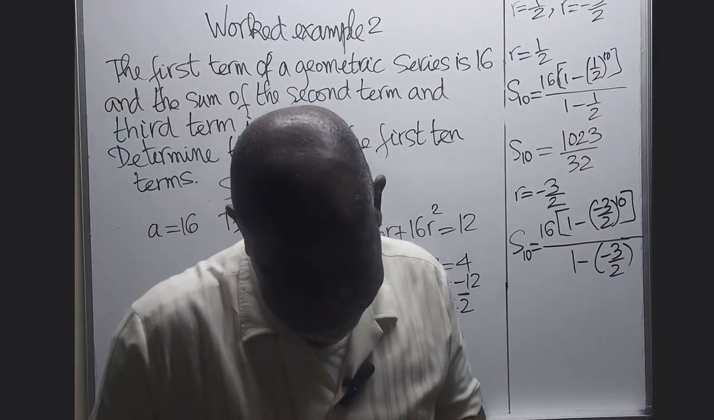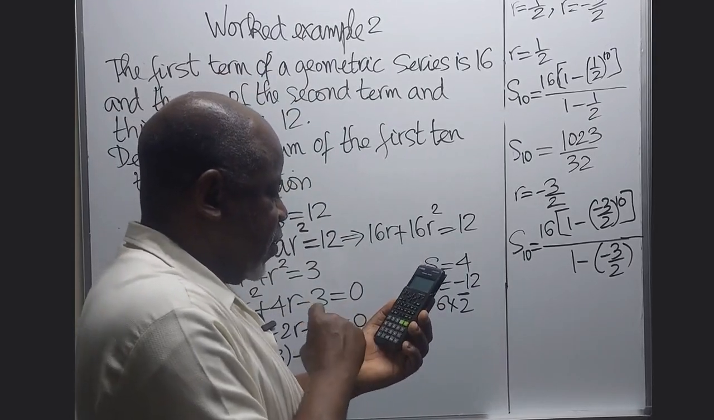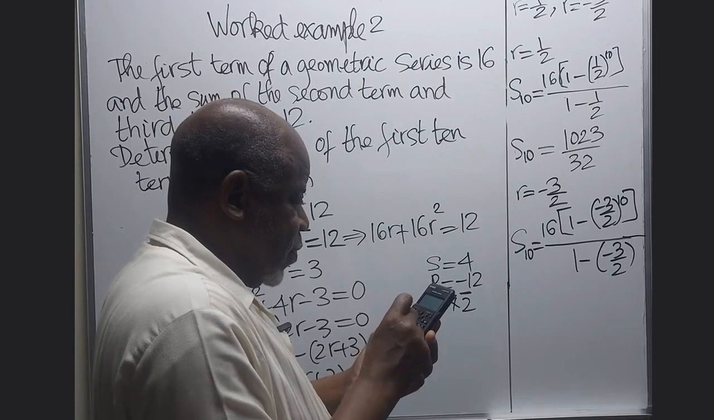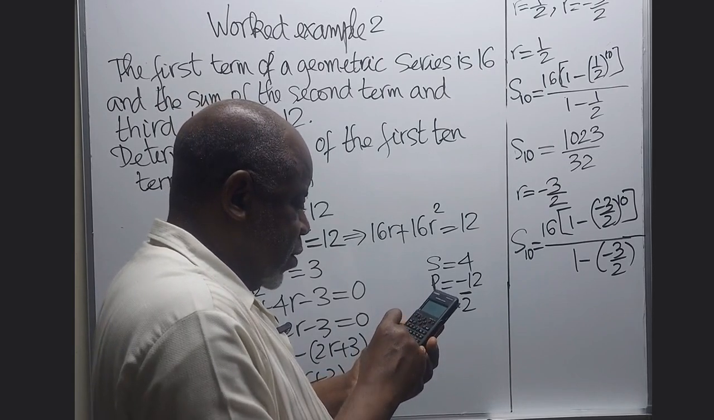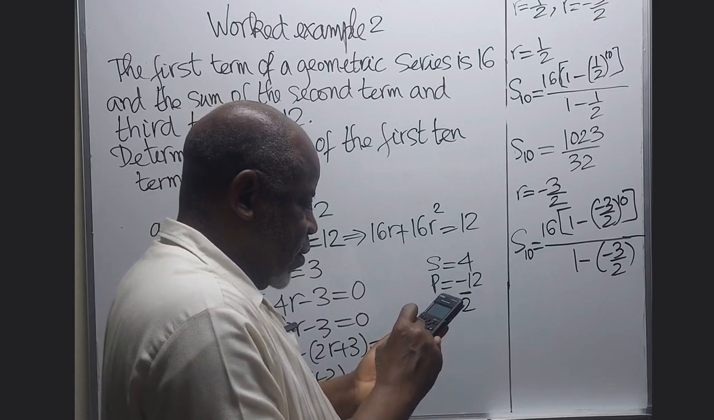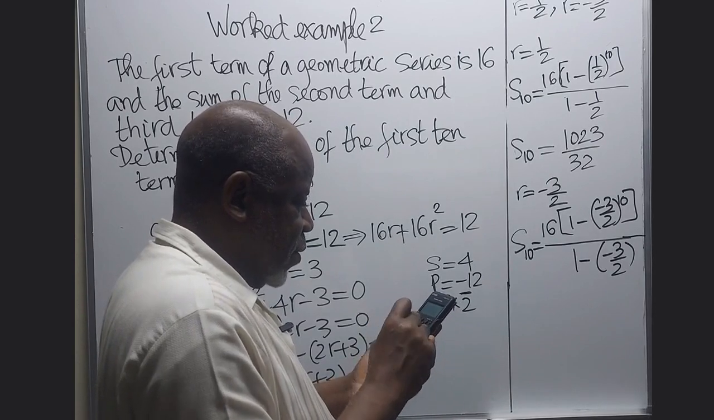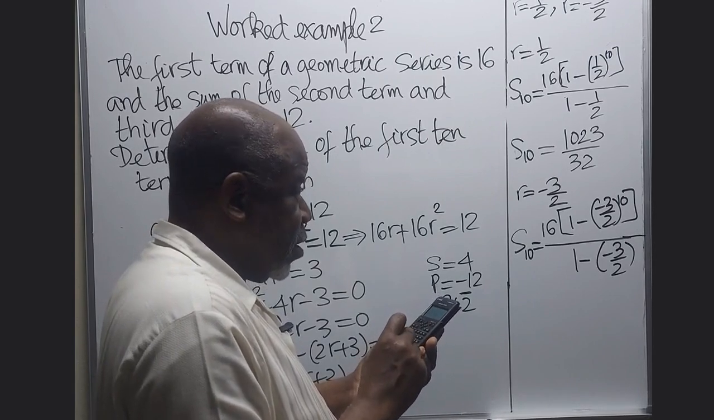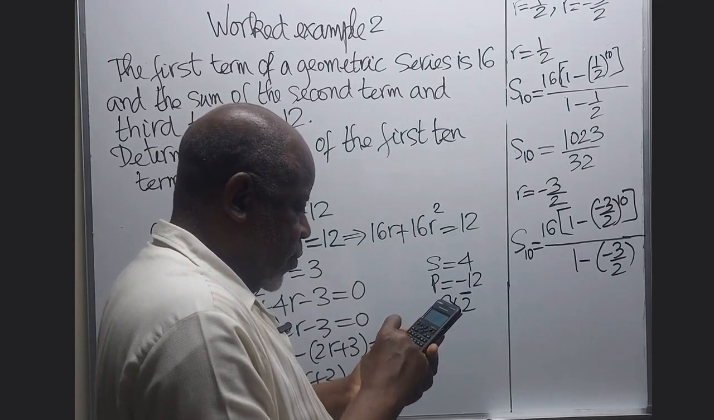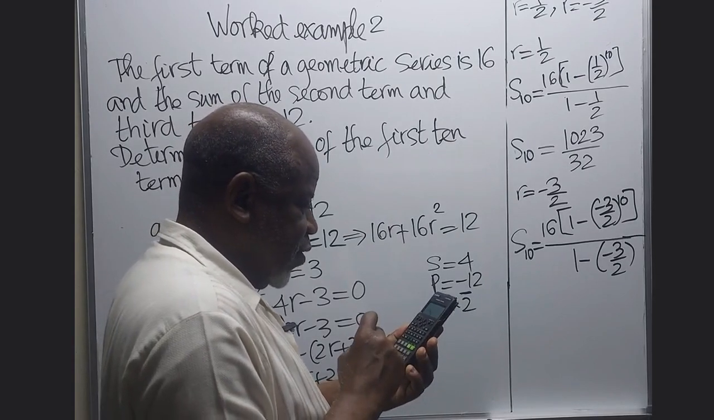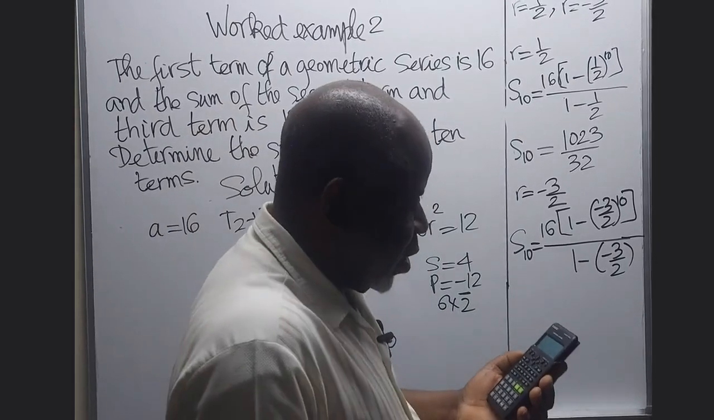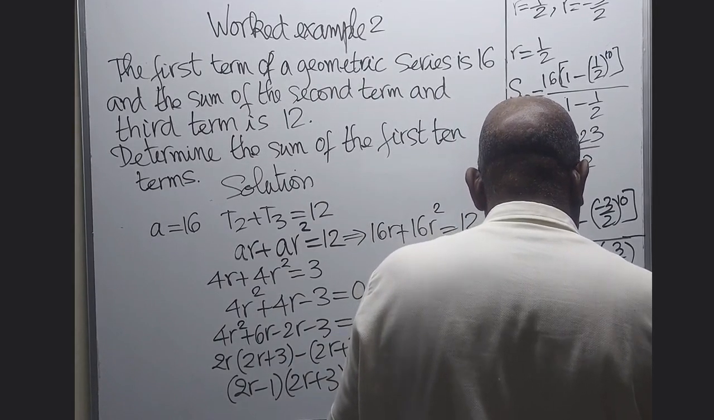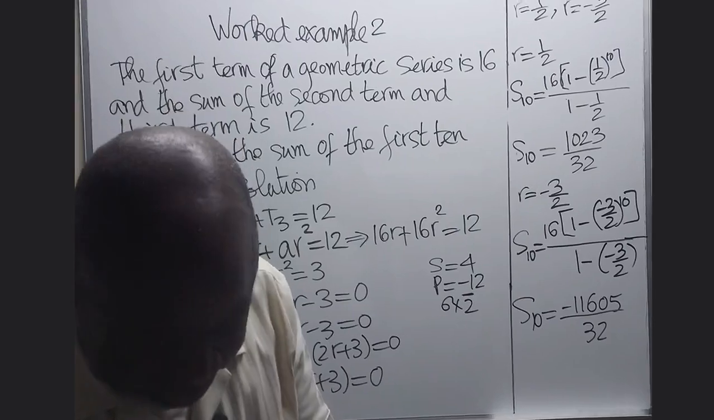So we're going to have 16 multiplied by 1 minus 3 over 2, close brackets to the power of 10, and down 1 plus 3 over 2, and this is going to give us, okay, so the final answer is S10 is equal to negative 11,605 over 32. This is the sum of the series.